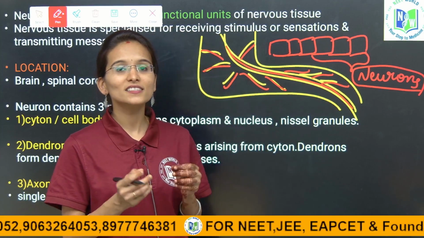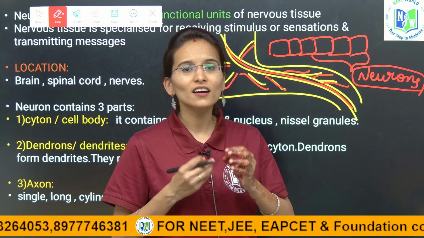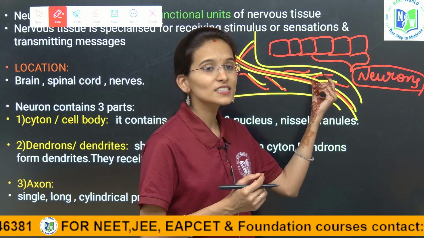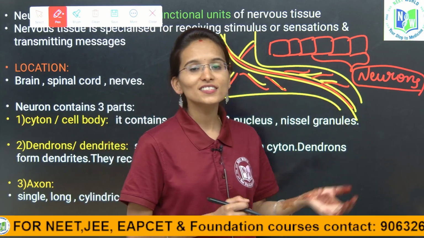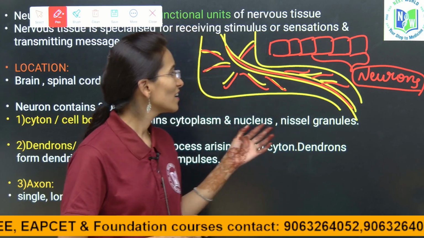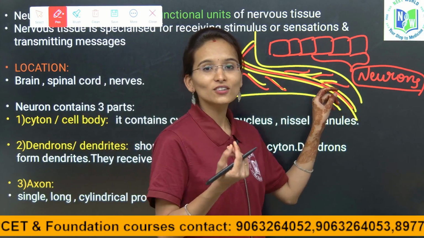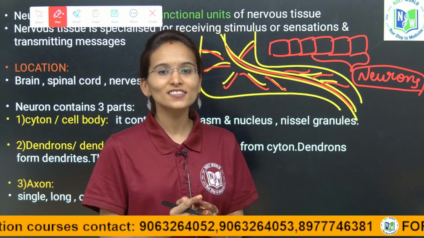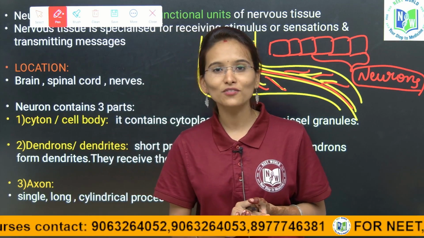Inside the nerve fibers there are multiple arrangements of microscopic units called neurons, and neurons are the structural and functional units of the nervous tissue. Now we will look into the structure of a single neuron. We are going to see the diagrammatic view of it.